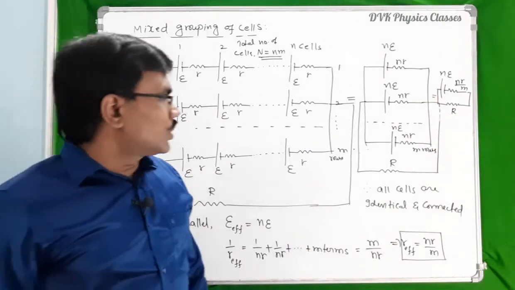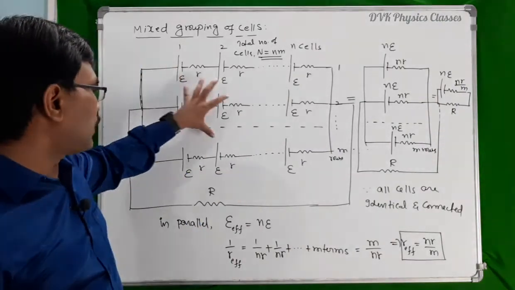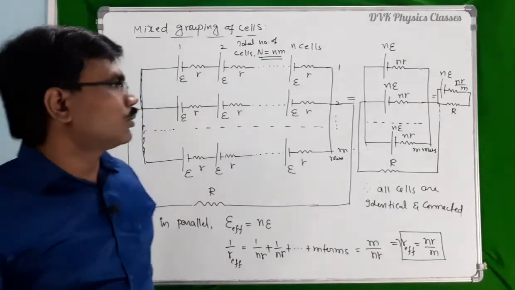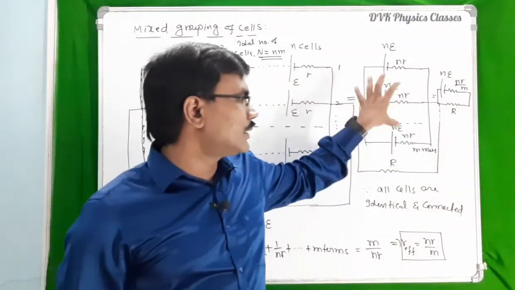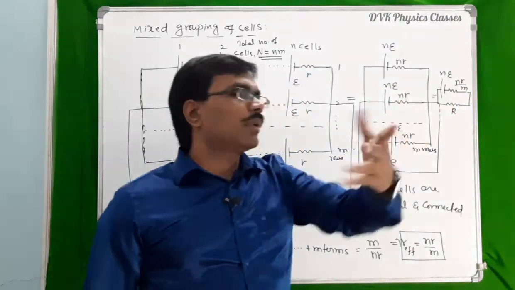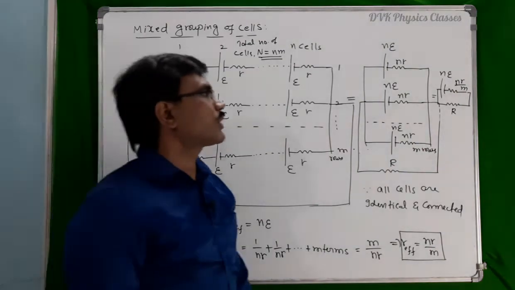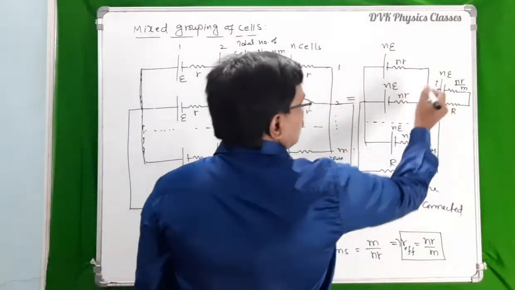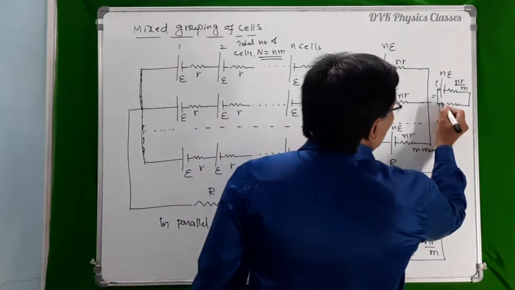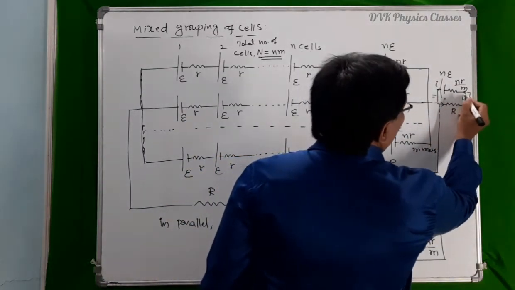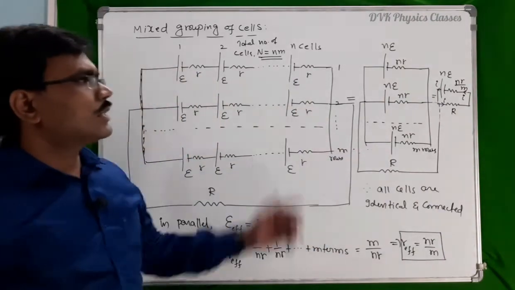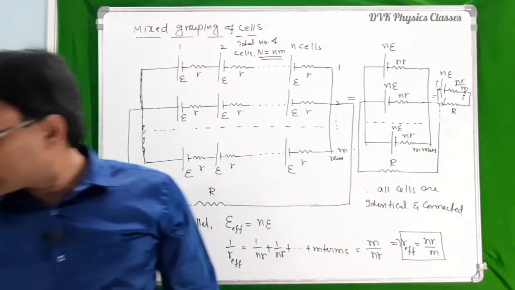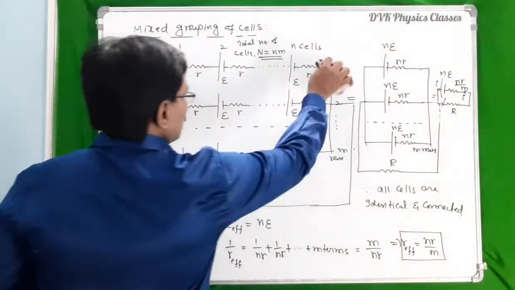Now, what is the current given by this grouping in this circuit? How to find out? Since this is equivalent to this, here we can apply Kirchhoff's voltage law or Kirchhoff's current law. If I take I amount of current from the positive terminal, here also it is I, and here also it is I amount of current. So now you just apply Kirchhoff's voltage law to find the current in this circuit. Let me work this out roughly.